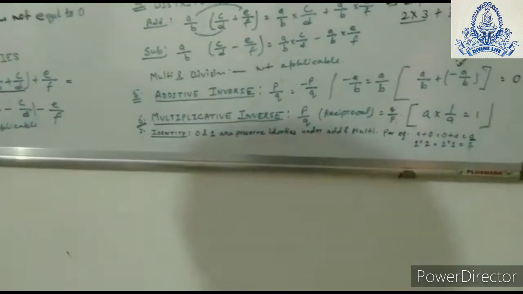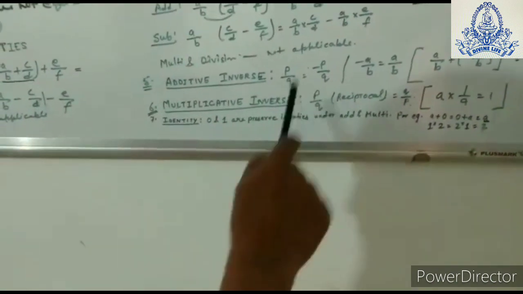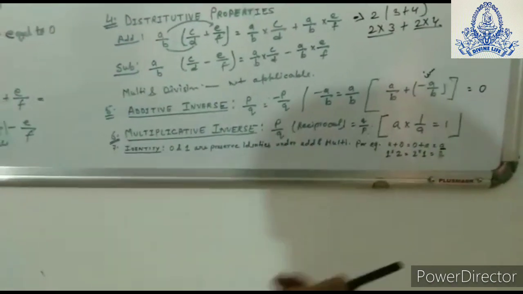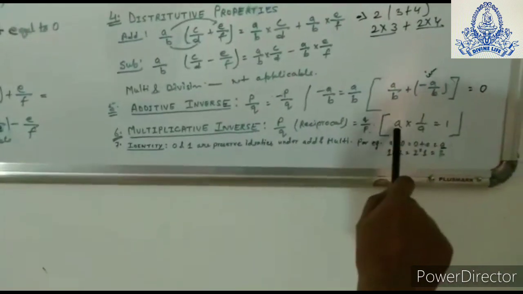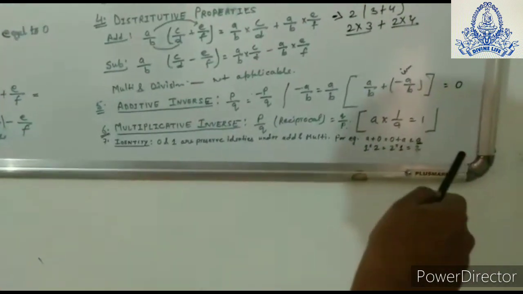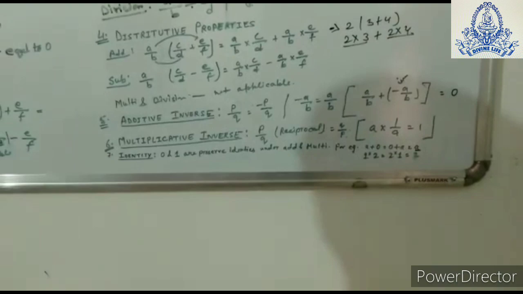Now our next very important topic is also multiplicative inverse. In multiplicative inverse, a rational number is always its reciprocal. That means a rational number and its multiplicative inverse product is always 1.